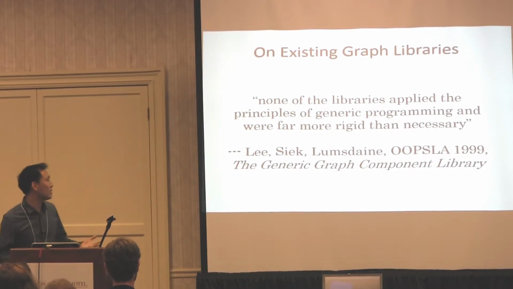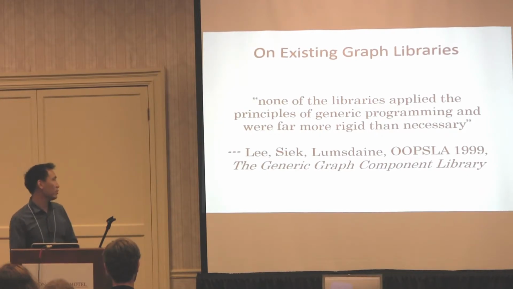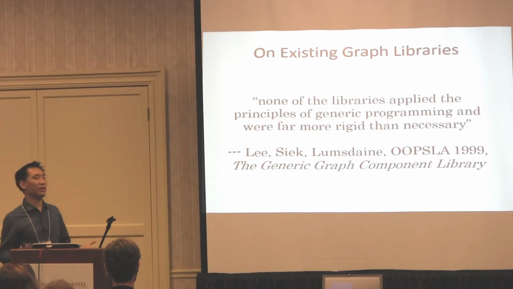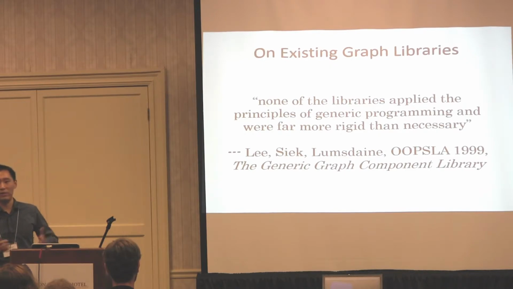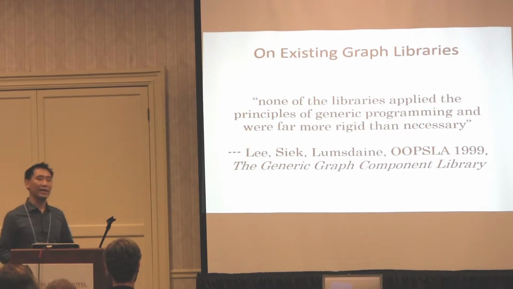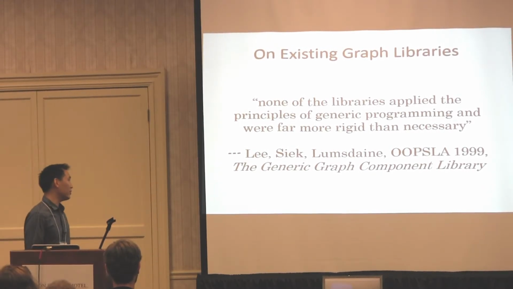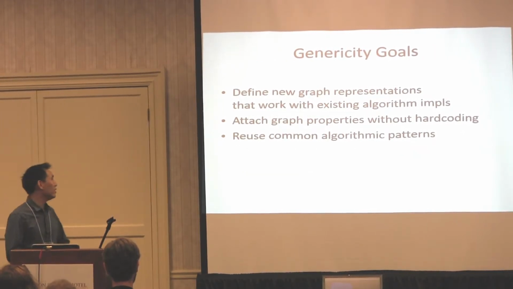What they found was that basically none of them applied the principles of generic programming and were far more rigid than necessary. In other words, they weren't very flexible, they weren't very extensible, they hard-coded a lot of things, and the code wasn't very reusable. And so they took what they found, formulated a bunch of principles that they wanted a graph library to have, and that is what eventually became the C++ Boost graph library. I thought they had a lot of good ideas, so I borrowed a few of them.